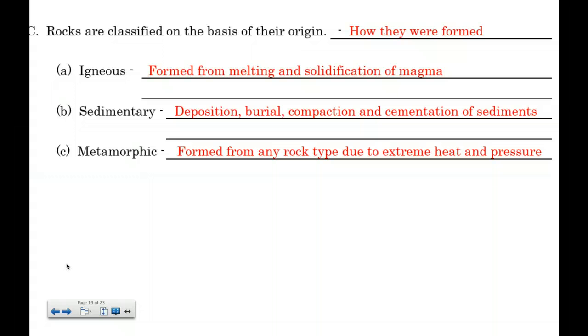So we'll spend a lot more time talking about igneous, sedimentary, and metamorphic rocks, but just know that they all form from minerals. They're all composed of minerals. And that's all.